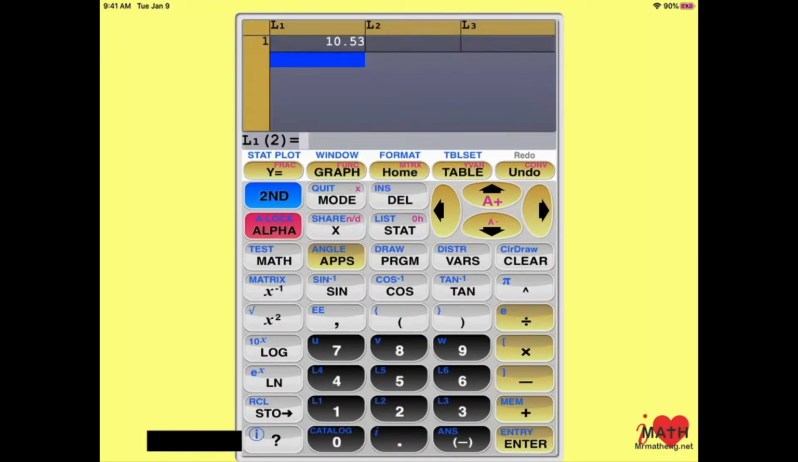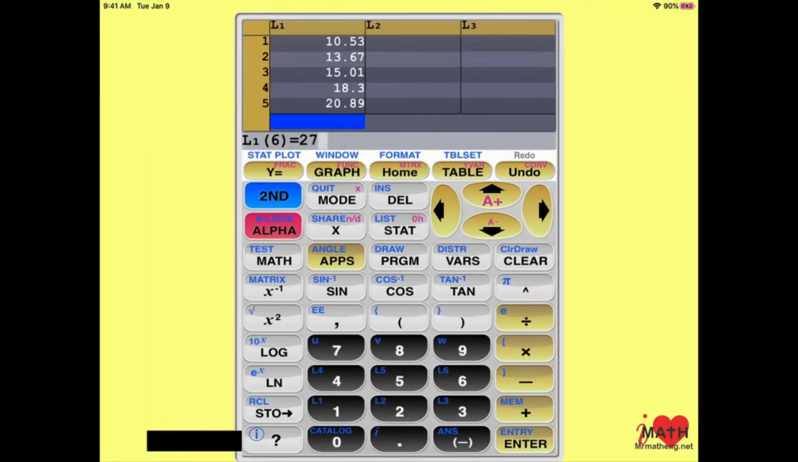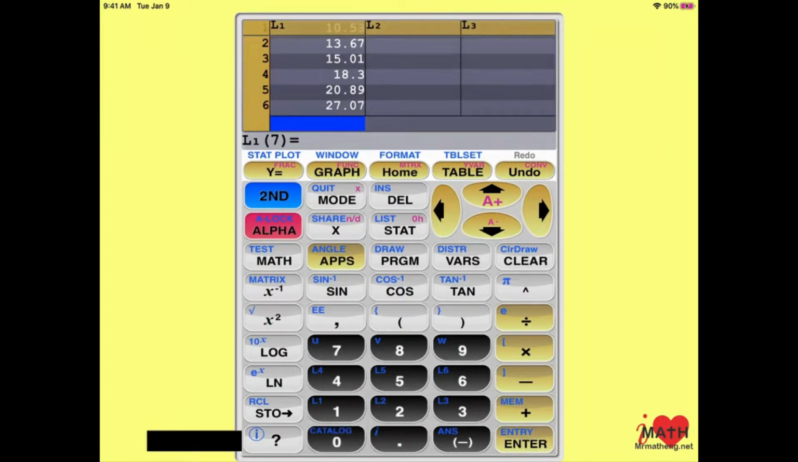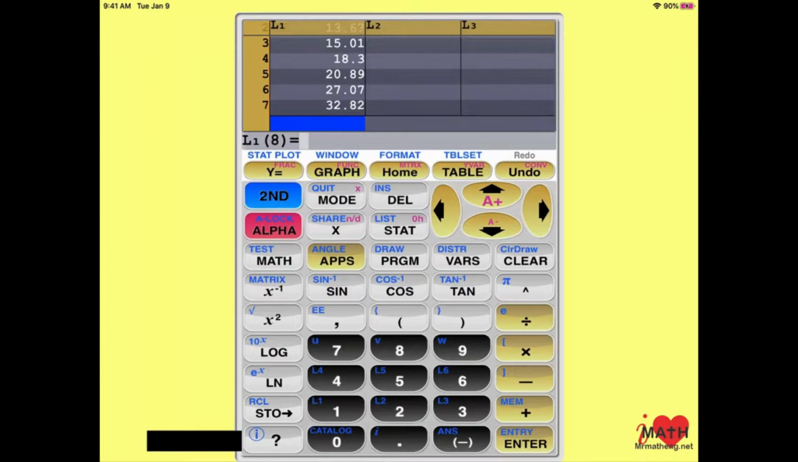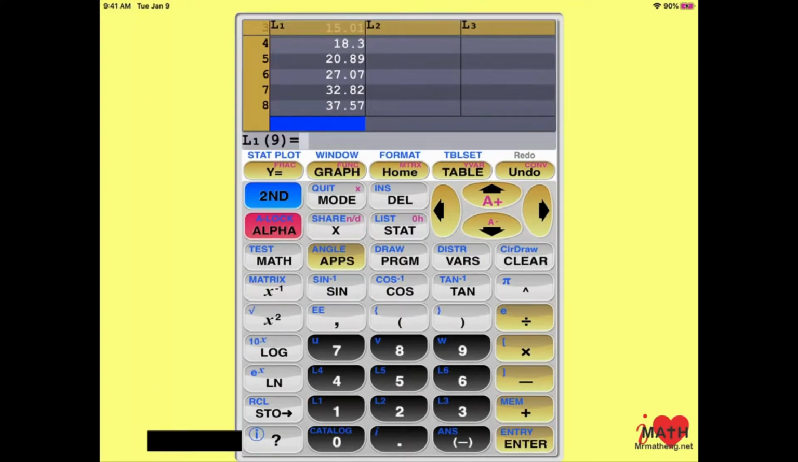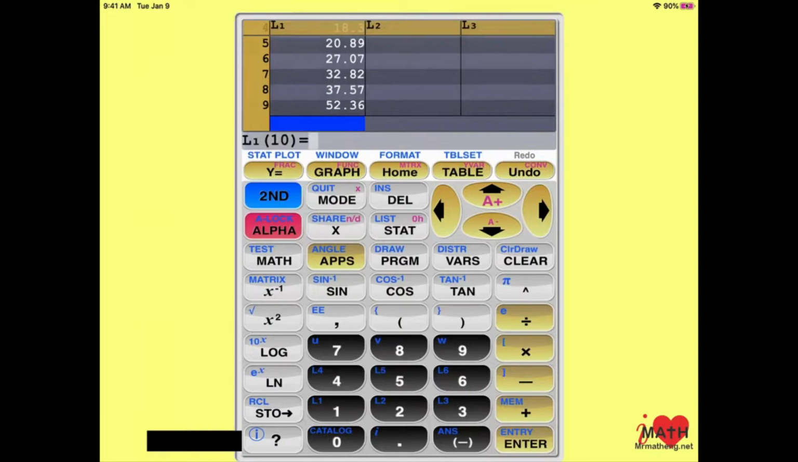1053, 1367, and 1501, 1830, 2089, 2707. Okay, so if you make a mistake like I just did, you can just put the decimal 07, enter, 3282, 3757, 5236. Okay, so those are my 9 numbers there.